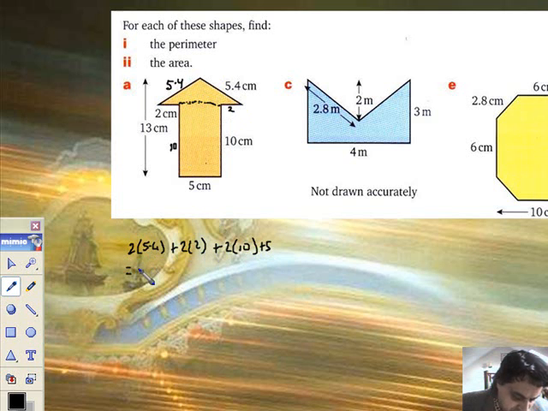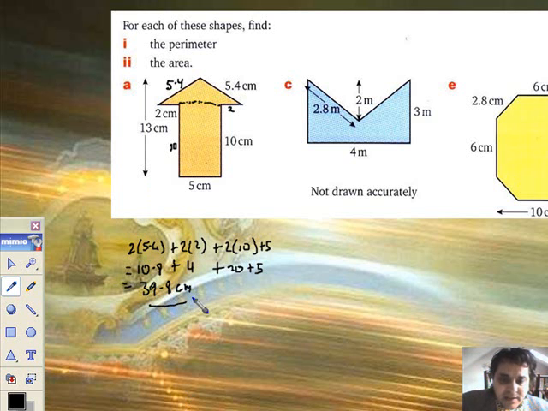2 times 5.4. Switch it on, yeah? 2 times 5.4. That's 10.8. So let's do the bits. 10.8 plus 4 plus 20 plus the 5 all comes to, so 10.8 plus 29, isn't it, the leftovers. So I've got 39.8 centimeters, and that's the perimeter.